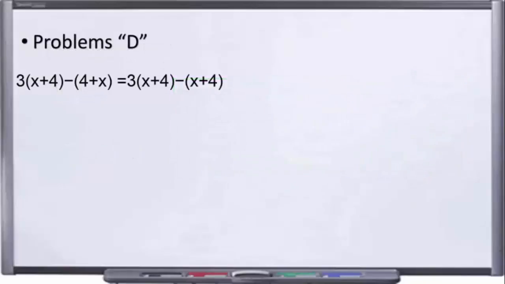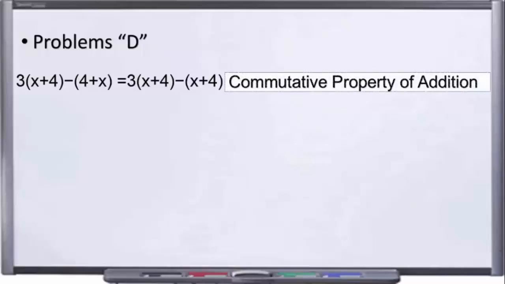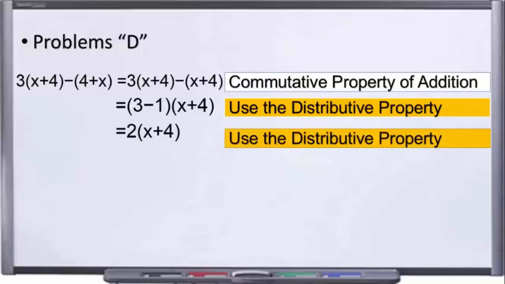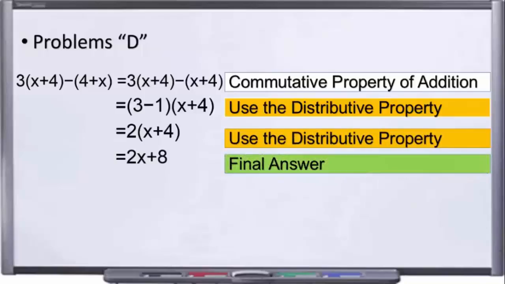Problem D. The commutative property of addition is used. Now our problem reads differently because there's an understood 1 on the second half of it, so we take that 1 and combine it with the 3, so that gives us open parenthesis 3 minus 1 close parenthesis times x plus 4 close parenthesis. Now we're going to use the distributive property, which will give us 2 times x plus 4. Use the distributive property again, and our final answer is 2x plus 8.